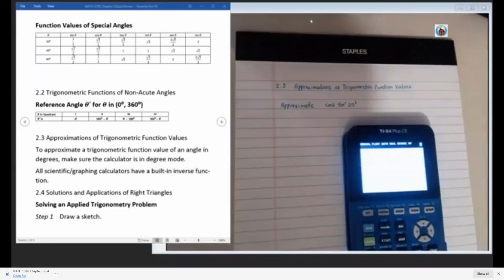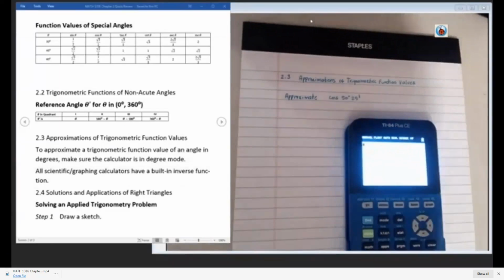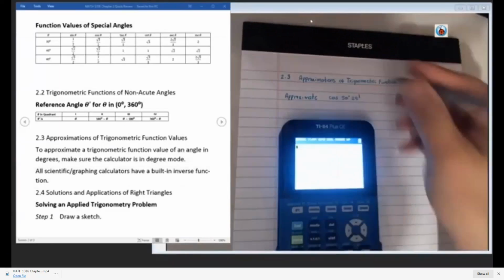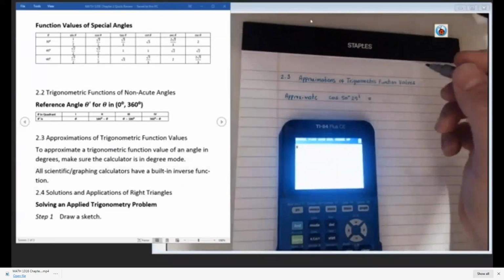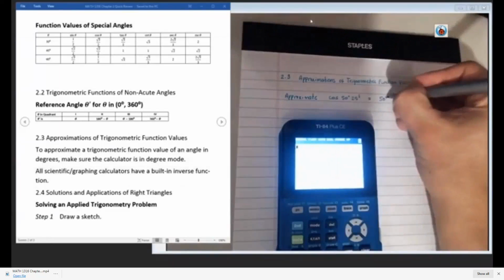What you see me doing right now is making sure that the calculator is in degree mode. There are a lot of things in the course where we might need to go back and forth between degree and radian, so make sure that your calculator is in degree mode.